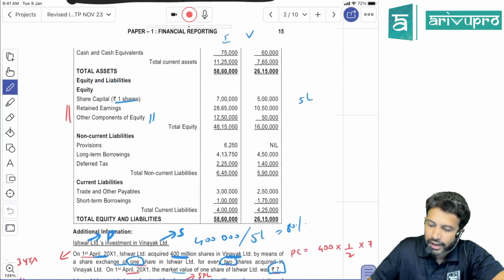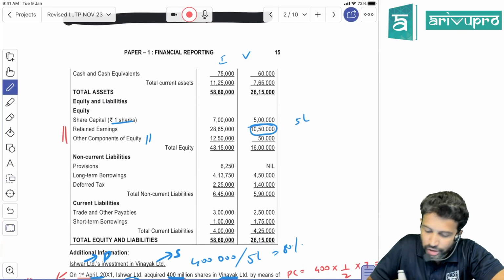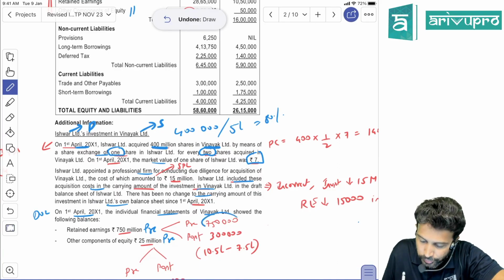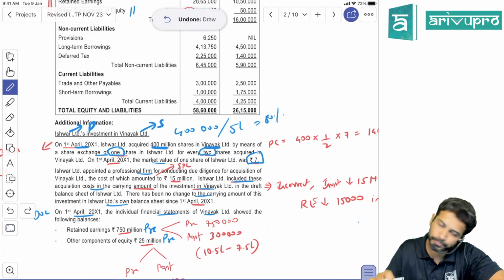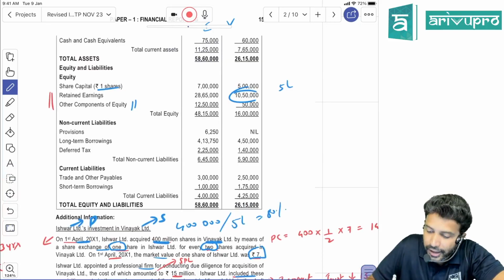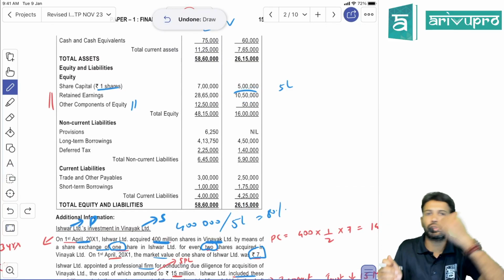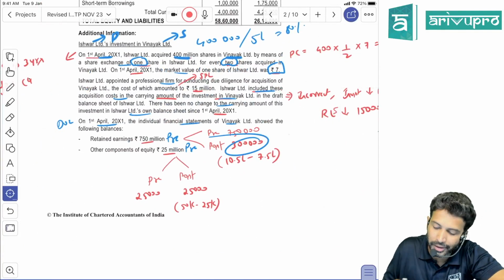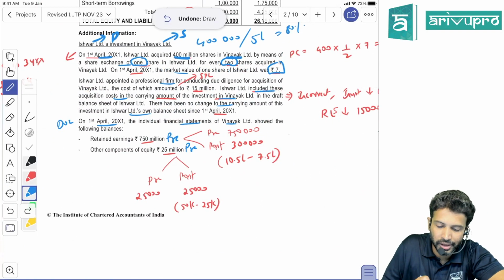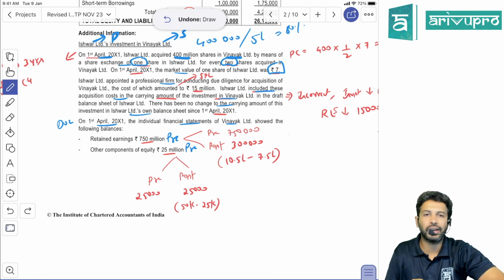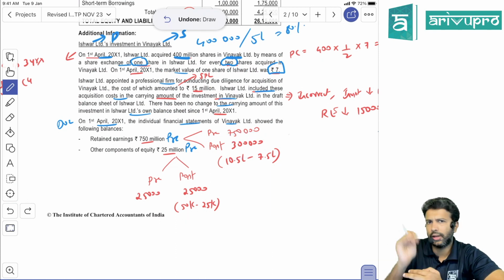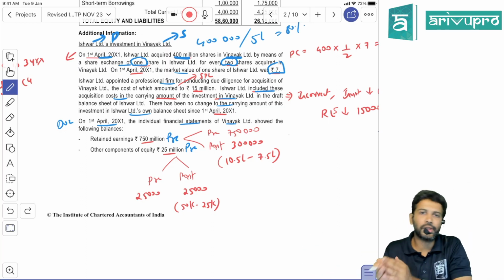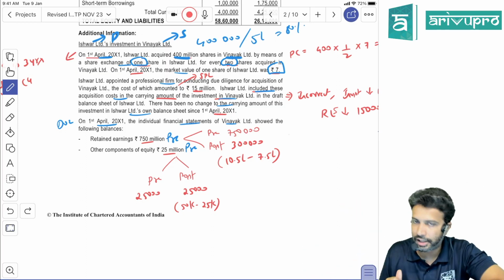Now, check Vinayak Limited's retained earnings closing balance. On the date of control, it was 750 million. Expressed in full value, it will be 7,50,000. After 3 years, it has become 10,50,000. From 7,50,000 on the date of control, after 3 years, it has become 10,50,000. So the post-acquisition profit will be 10.5 minus 7.5, which is 3 lakh, your post-acquisition retained earnings. Correct? Because we have to take all the reserves and surplus and other equity of the subsidiary company and allocate between pre and post, and do the calculations accordingly.